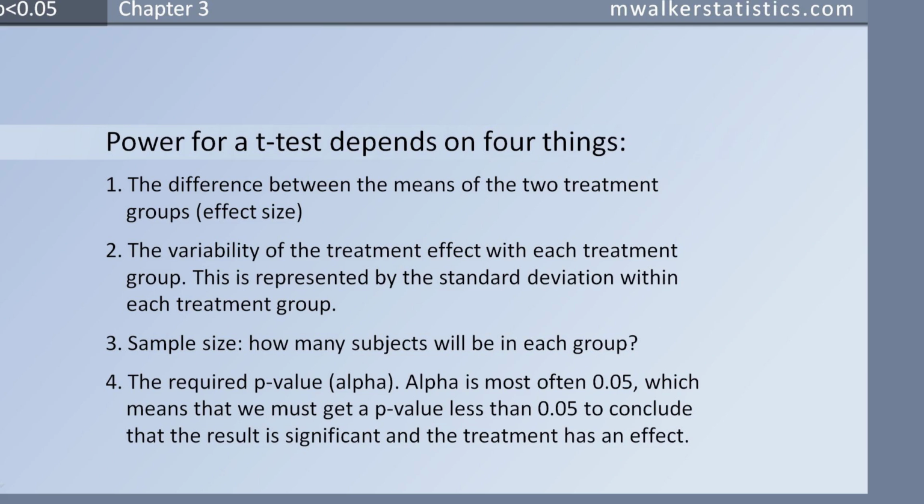Power for a t-test depends on four things. 1. The difference between the means of the two treatment groups, the effect size. 2. The variability of the treatment effect within each treatment group. This is represented by the standard deviation within each treatment group. 3. Sample size. How many subjects will be in each group? 4. The required p-value, alpha. Alpha is most often 0.05, which means that we must get a p-value less than 0.05 to conclude that the result is significant and the treatment has an effect.